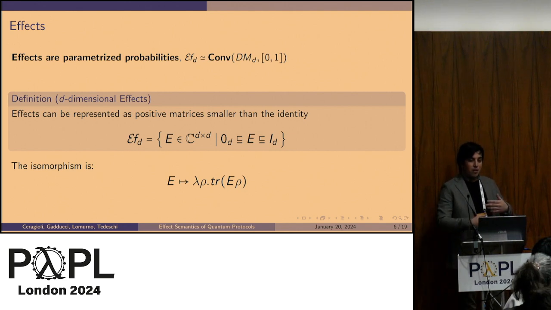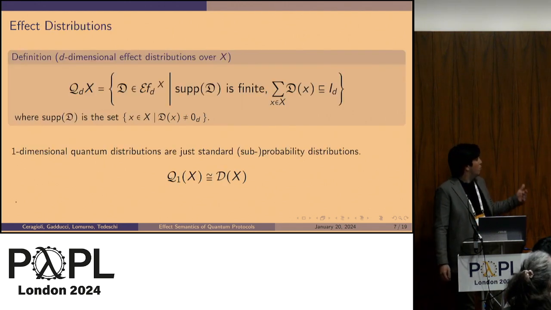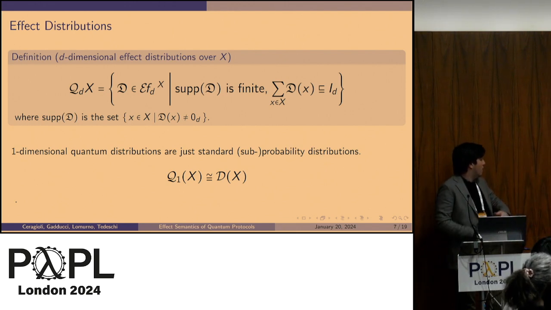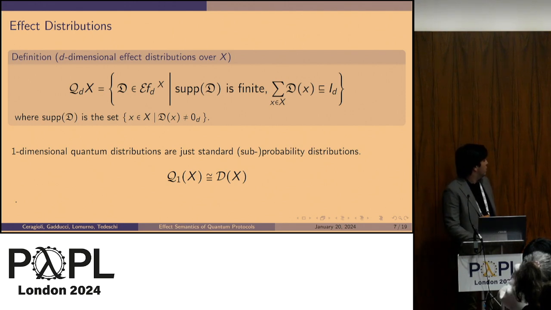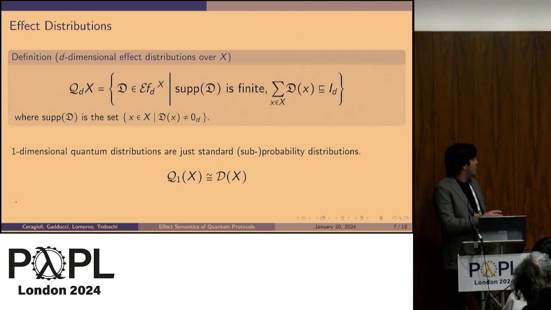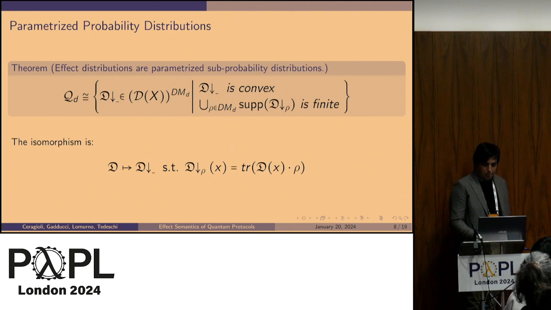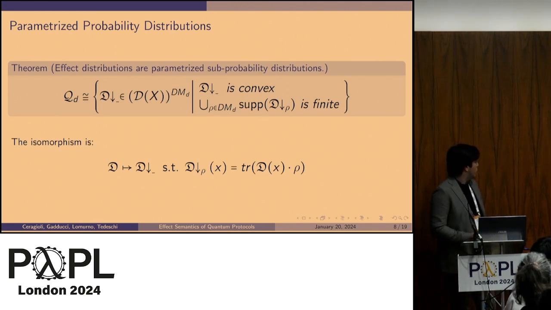This is where we start, and we will build increasing structure on these effects. From effects, we can build effect distributions, so functions that assign to each element of a carrier set X a weight that is an effect. We require that the support of an effect distribution D is finite, so the set of X that have some non-zero weight is finite, and the sum of all these weights must be smaller than the identity in the Loewner order. If you reflect upon this, this is a generalization of the usual probability distribution. Probability distributions are just one-dimensional effect distributions, because 1 by 1 matrices are just real numbers. But since effects are parametrized probabilities, effect distributions are parametrized probability distributions. We have exactly the same lifting, the same isomorphism as before.